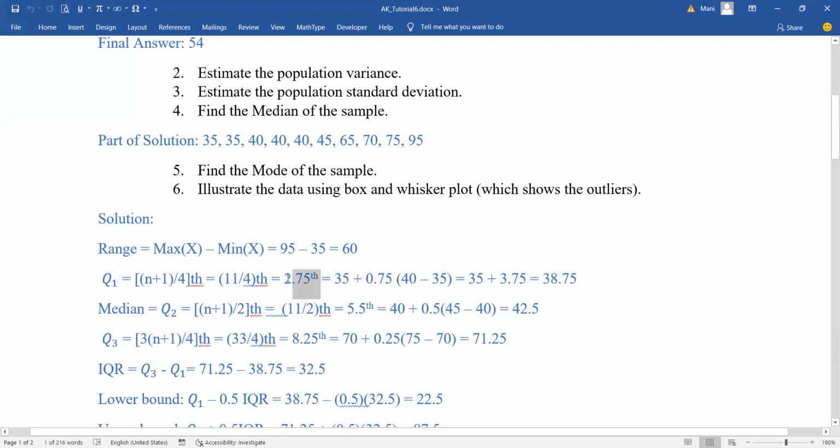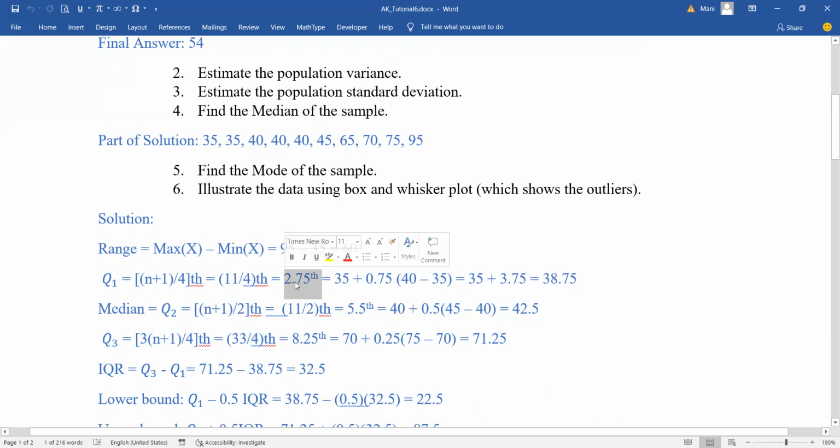If it was an integer, I could find it directly from our data. If, for example, it was the first position, then 35. If it was 3, then the third one. If it is 2.75, then I should use this approximation. So you will find out that Q1 is equal to 38.75.